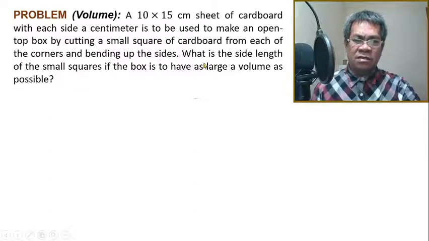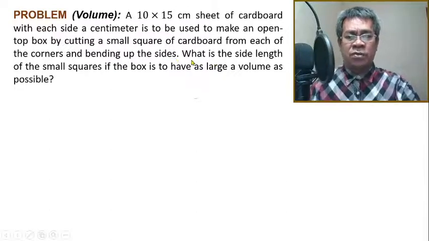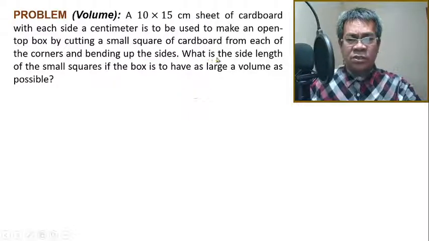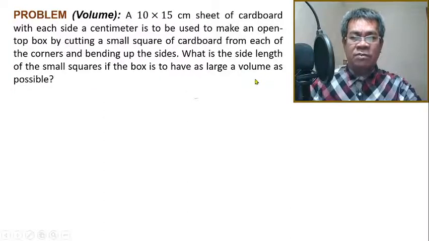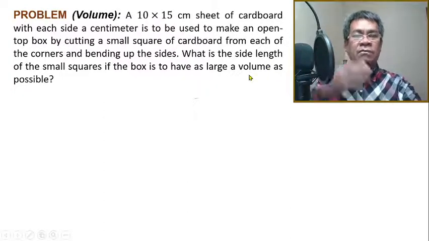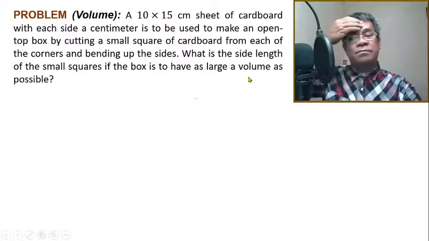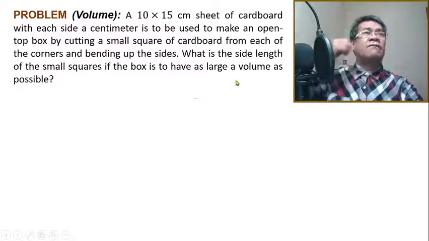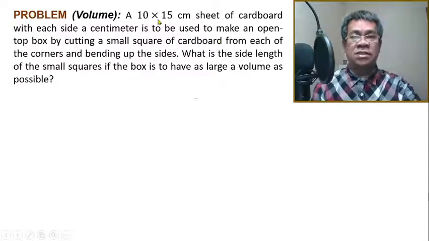So take note, be careful in maxima and minima. You have to be careful in the problem. The question is what is the meaning, because we want to maximize the volume. So we have to model the volume. That's why we have the topic of modeling. We will find the volume in terms of its dimensions.